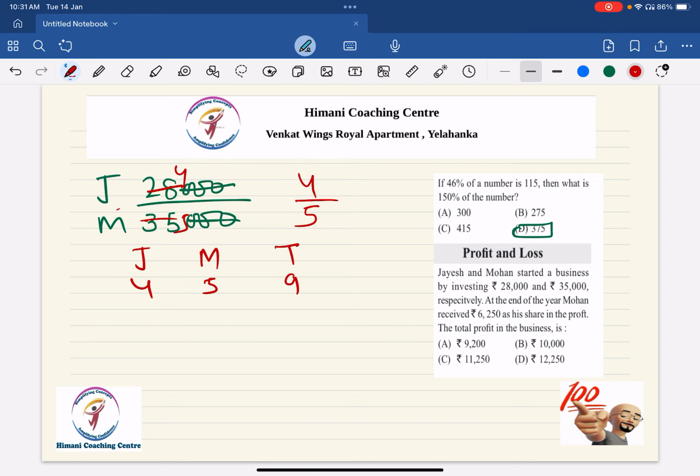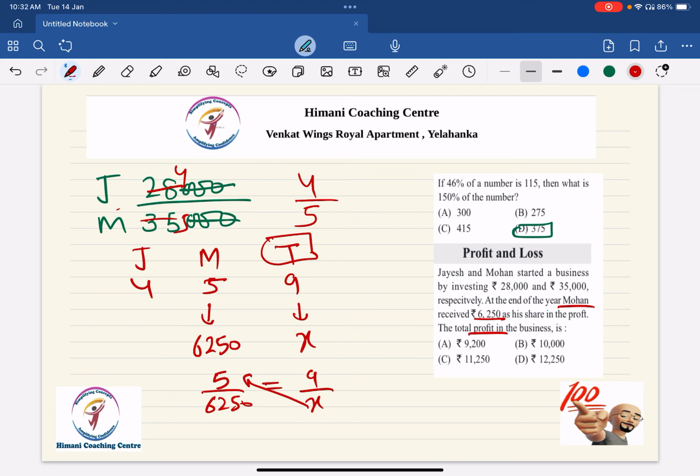Now they are saying at the end of the year, Mohan received 6250. So against 5 parts, he got 6250. They are asking the total profit. So for 5 parts, he got 6250. For 9 parts, it should be direct proportion. So what will we do? We will say 5 over 6250 equals 9 over x, cross multiply. So you will get 5x equals 9 times 6250. X equals 9 into 6250 over 5.